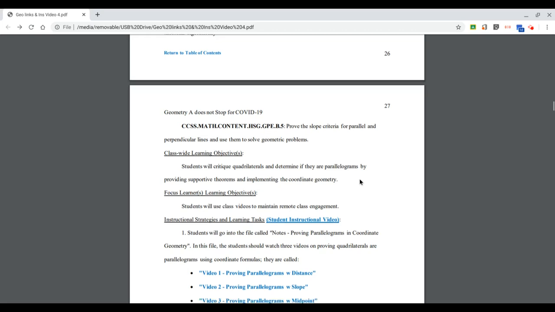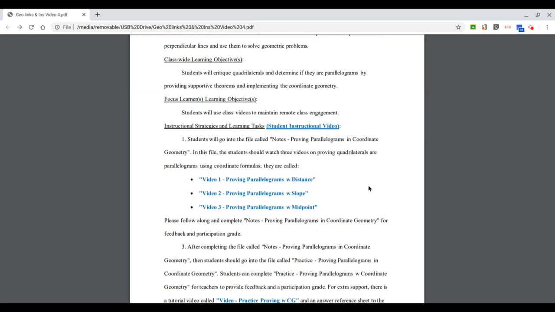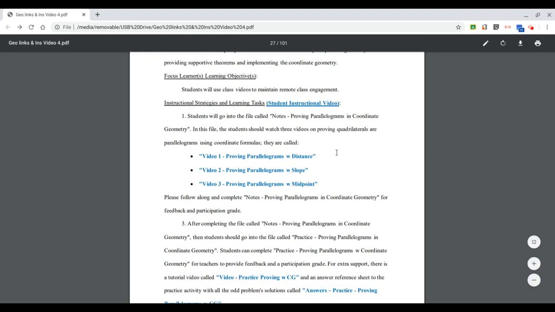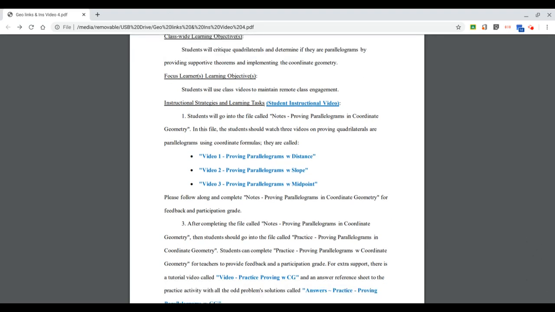All right, let's look at the instructional strategies and learning tasks. As usual, there is an instructional video. The students can watch the instructional video or they can read the instructions on Google Classroom. The first thing students must do is go into the notes, proving parallelograms in coordinate geometry. In this file, the students will watch 3 videos called Proving Parallelograms with Distance, Proving Parallelograms with Slope, and Proving Parallelograms with Midpoint. They can follow along with a note activity called Proving Parallelograms in Coordinate Geometry, and they can submit it for feedback and participation.